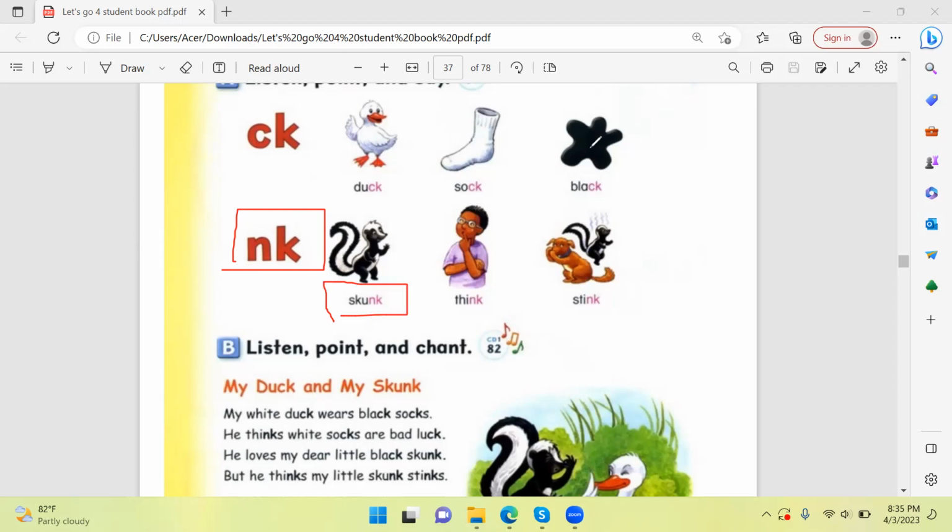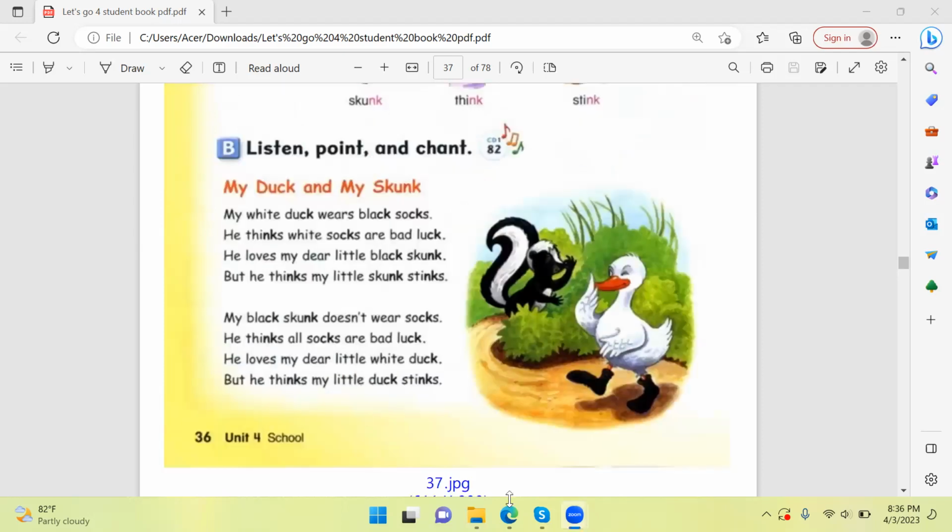Skunk. Okay, this one, think. Think, very good. This one, stink. Stink. Okay, very good. Next, we have here a paragraph. Listen, point, and chant. Can you please read this one?